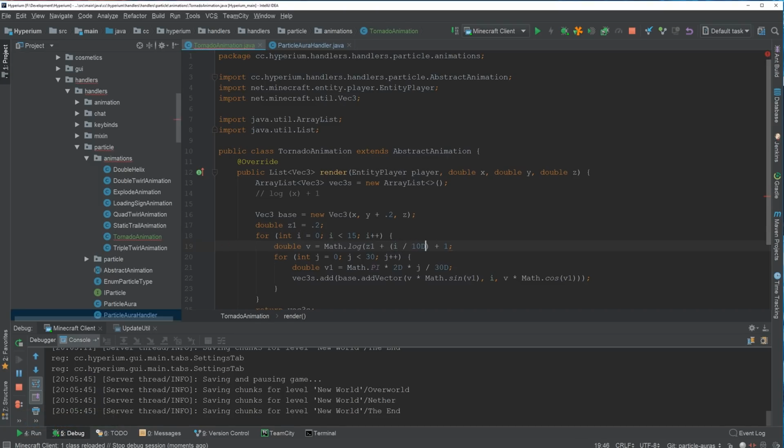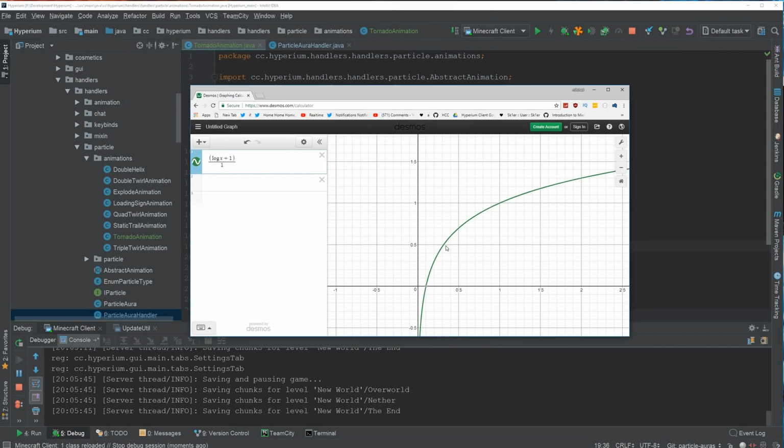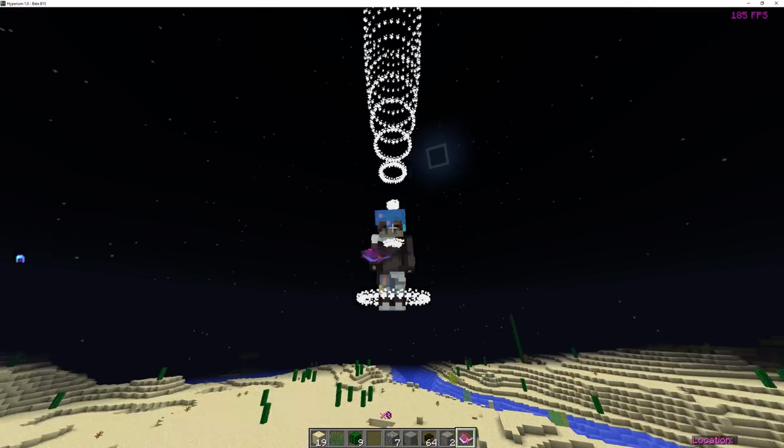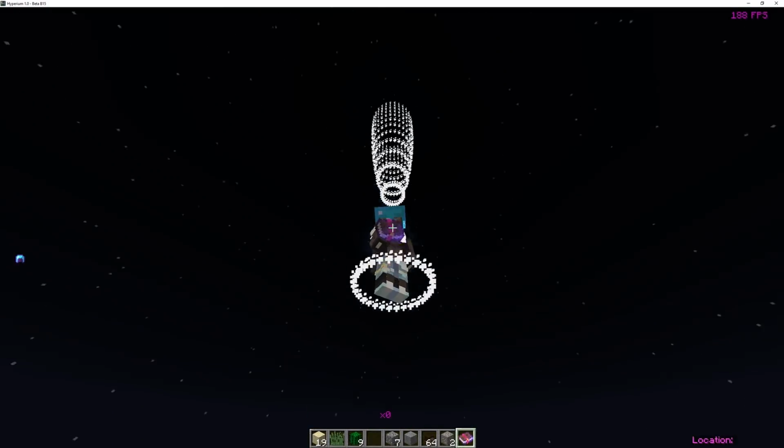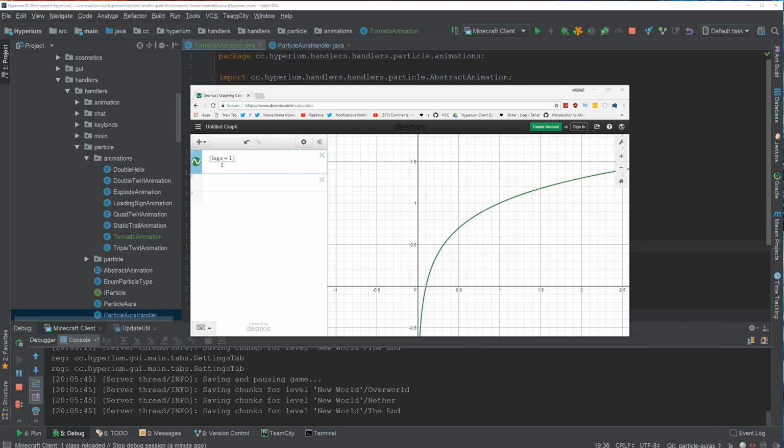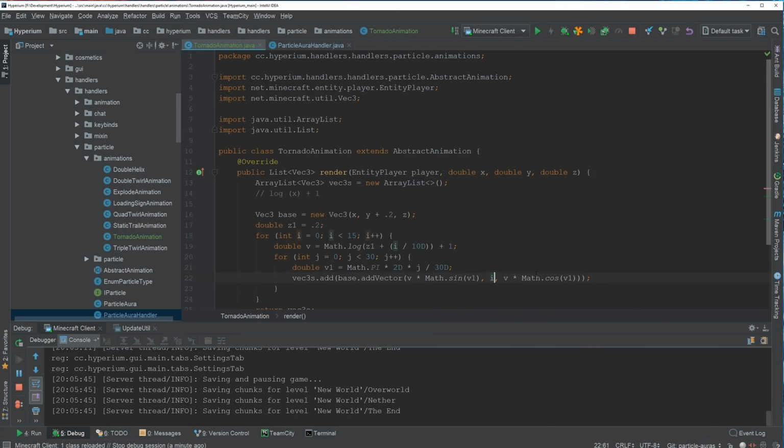Yeah, this is right. Only I is going to be divided by 2, which is going to add at most 1.5 to this function. So if you look back up here, 1.5 should make it go about 1 block out, which it doesn't appear to be doing quite yet. Also, this is going to need to be divided by 10, like this.